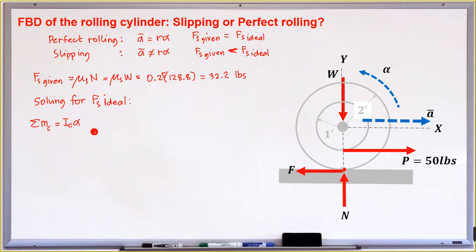Okay? So if we take summation of moment at the contact point, the normal force and the frictional force will not cause moment, no? So therefore they are eliminated. So only the applied force P remains, because the weight also cannot create a moment with respect to the contact surface. So only the applied force P.